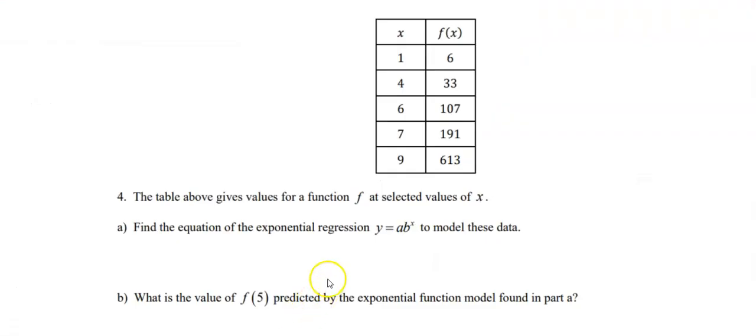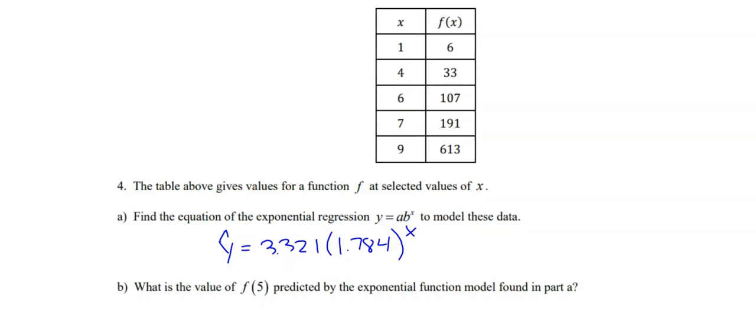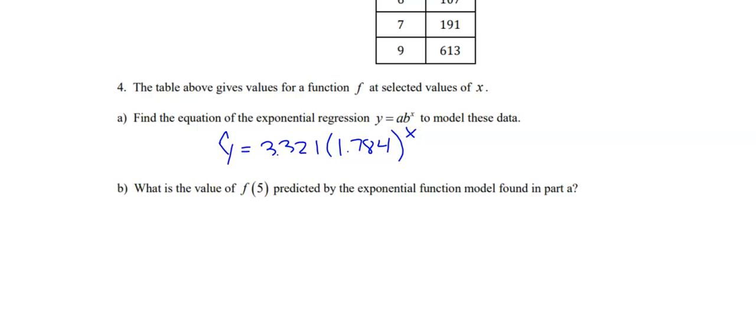So let's go back here. So our model is y hat equals 3.321 times 1.784, and more decimals if you wish, to the x. And then we can go ahead and plug 5 in for x, and you should end up with about 60.0268. You could do less decimals if you desire. All right, that's that one.